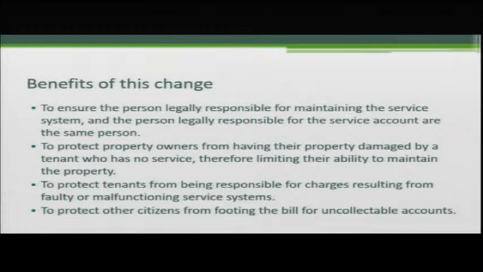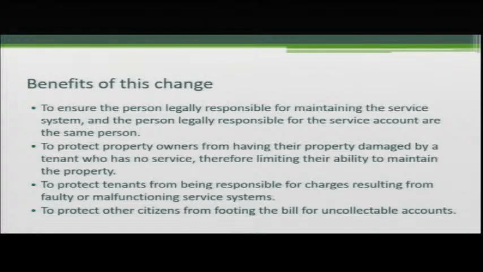Benefits to this change. When you own a property, the service lines are the responsibility of the owner. So your water service line and your sewer service line going out to the public mains are the responsibility of the owner. Well, situations occurred where the utility account was in a tenant's name. If there was an issue with that service line, then the tenant was responsible for that. That's not fair to the tenant, to have to replace a sewer service line or a sewer main. That's the property owner's responsibility.